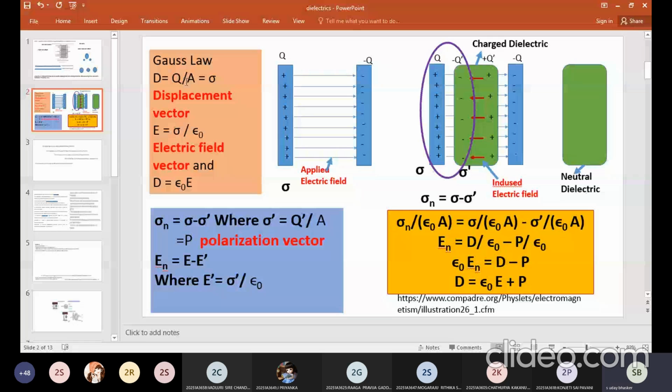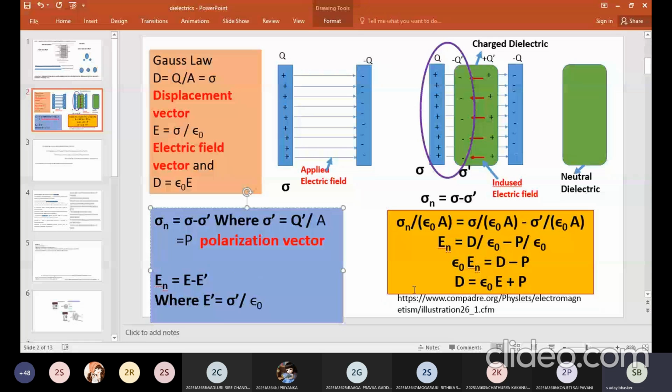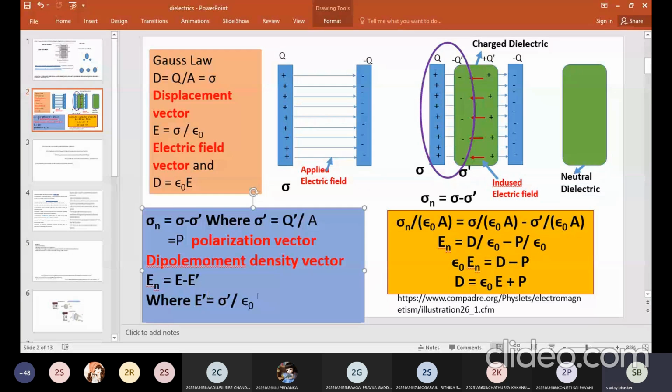This is also called the dipole moment density vector.